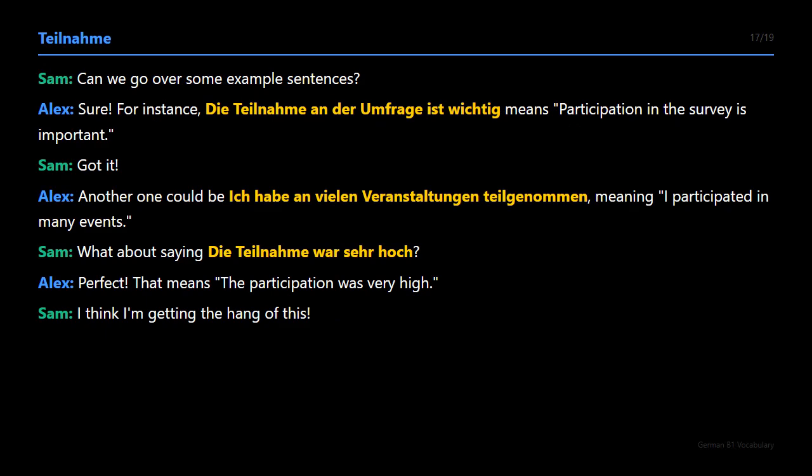That means participation in the survey is important. Got it. Another one could be, Ich habe an vielen Veranstaltungen teilgenommen, meaning I participated in many events. What about saying, Die Teilnahme war sehr hoch? Perfect. That means the participation was very high. I think I'm getting the hang of this.